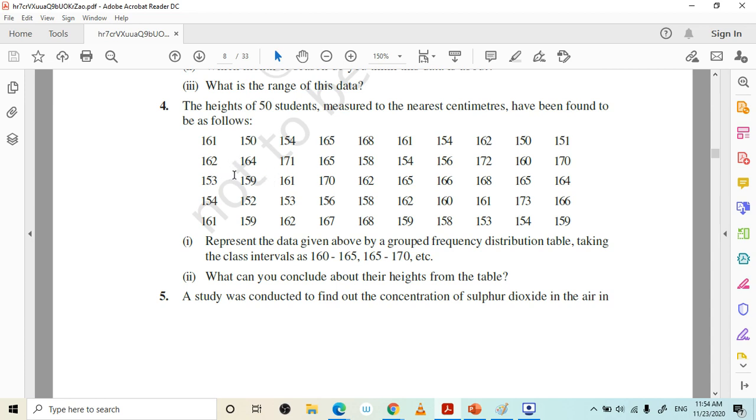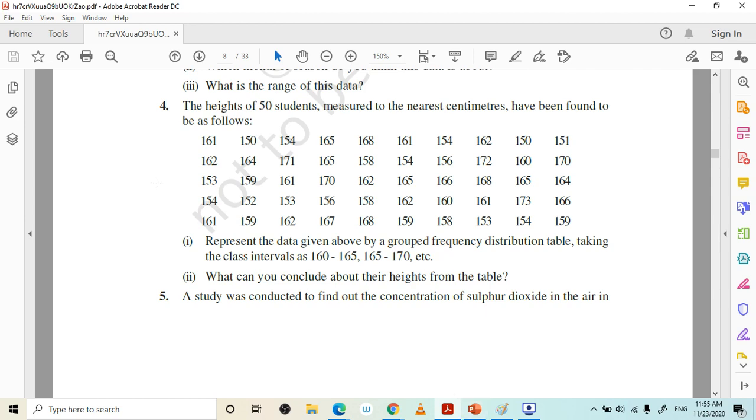And which is the biggest number? 168? No, 170 here. 172. Yes, 172. Okay, 173 is the biggest.